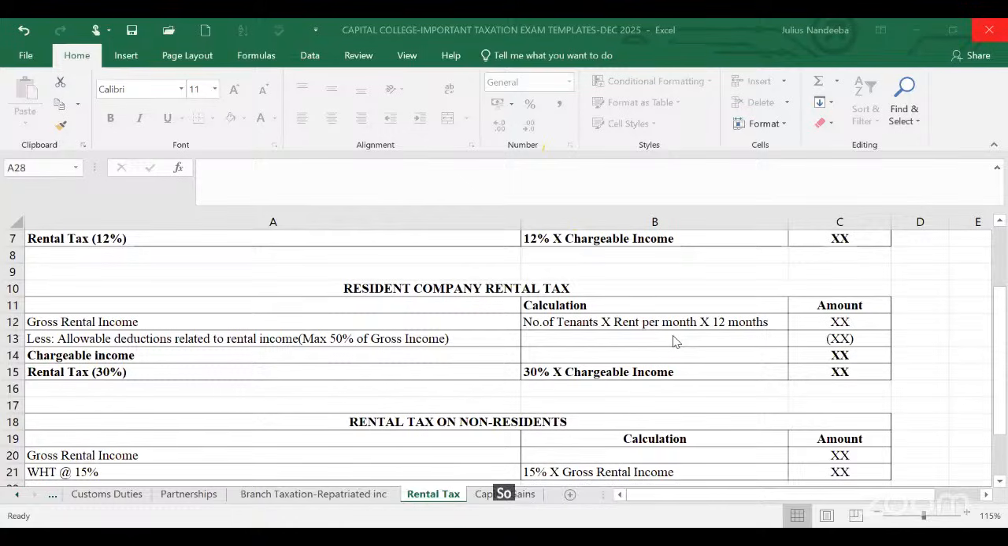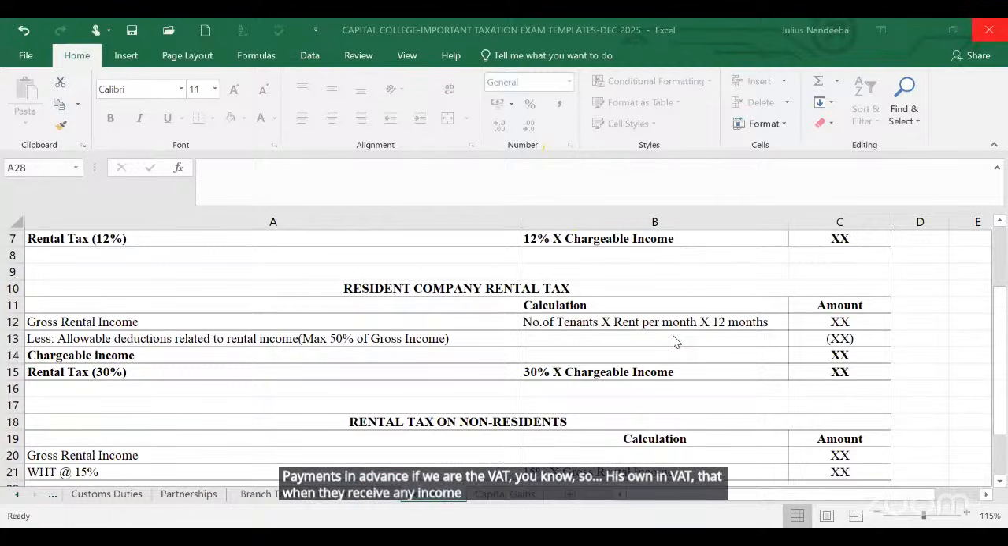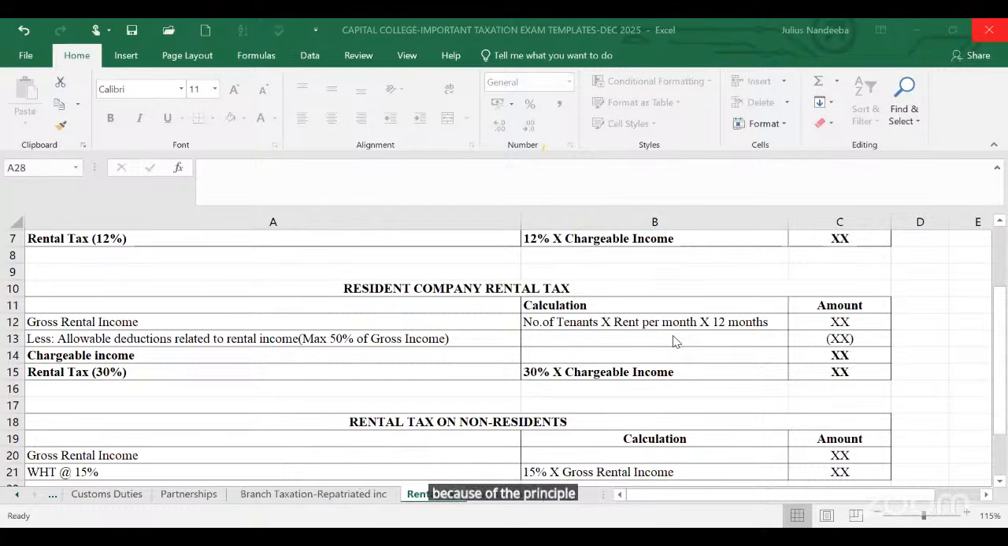So you're only looking for the income for the year, not so. And you should always eliminate the advance income. Remember, for income tax and rental tax, we don't tax income received in advance. We only tax payments in advance if we are in VAT, not so. It's only in VAT that when you receive any income in advance, you will also have to have VAT on it because of the principle of time of supply.